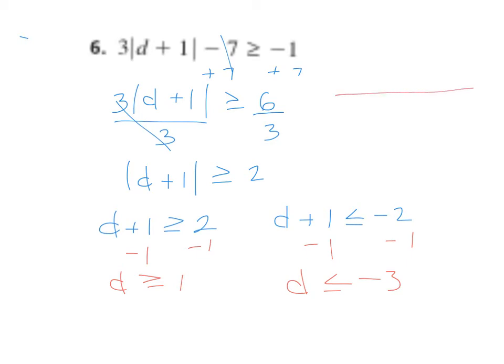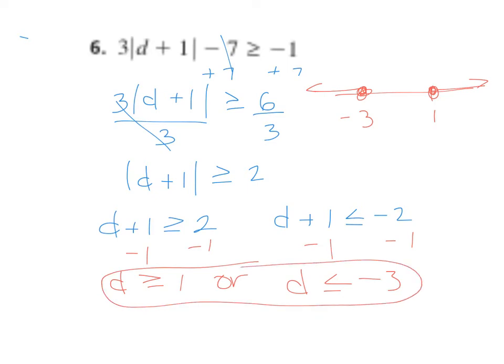Graphing. Negative 3, closed circle, going to the left. Positive 1, closed circle, going to the right. This is an OR. This is the correct compound inequality for the OR and the correct graph. On to the mini assessment.